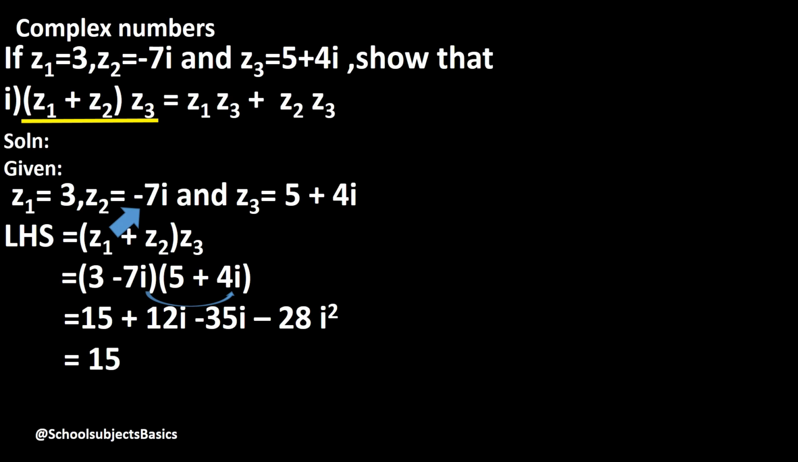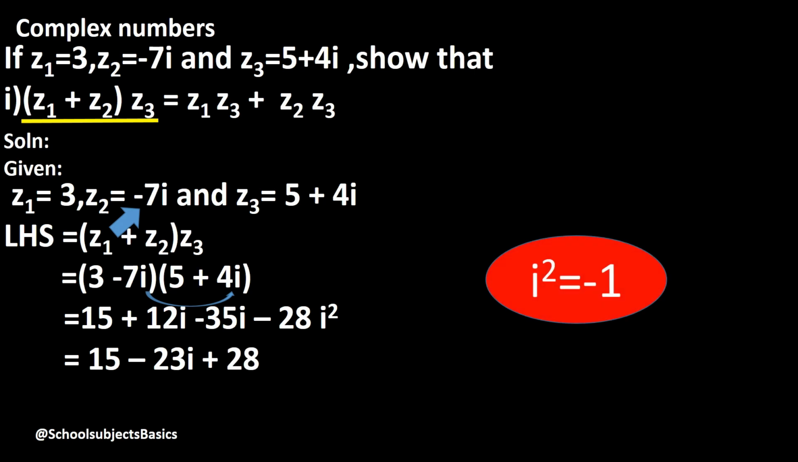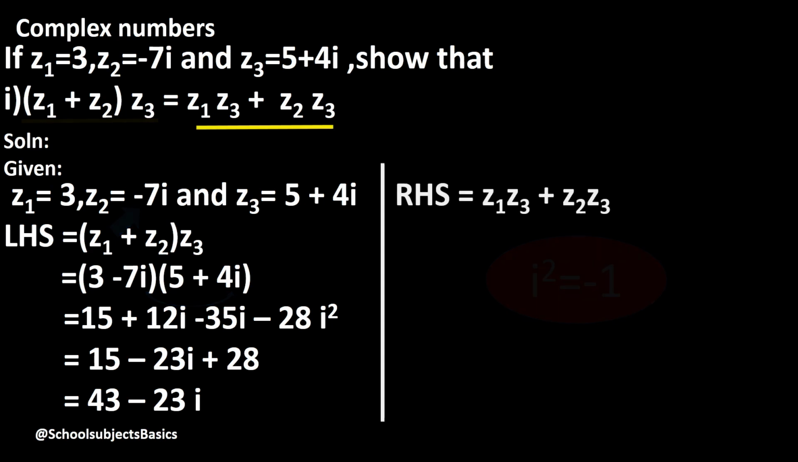Then we have to write the value 15 as it is, since there is no other constant value. Then the next one is plus 12i minus 35i, so that is minus 23i. Then the next one is plus 28. How? The value of i square is minus 1, so if you substitute, we get plus 28. Again, if you add 15 plus 28, that is an integer value, that is 43 minus 23i. So the value of LHS is 43 minus 23i.